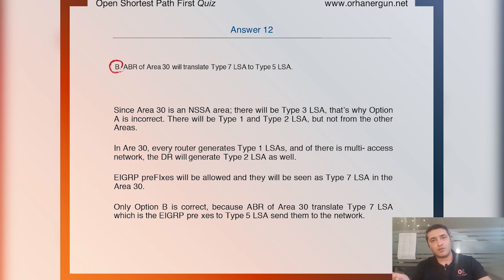There can be type 2. We don't know that. If there is a multi-access network like Ethernet, there will be type 2 as well. But each and every router has to create type 1 LSA, router LSA, we know that. And option D, EIGRP prefixes will not be allowed in area 30. It will be. Redistribution is allowed in NSSA area, and those EIGRP prefixes will be seen as type 7.